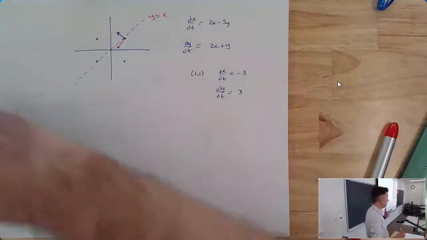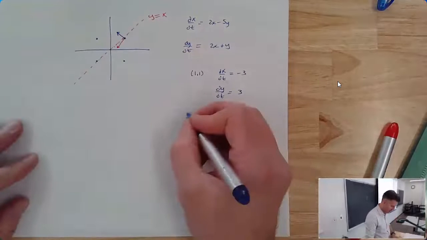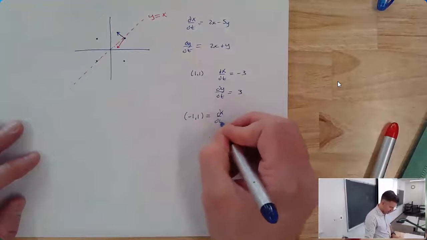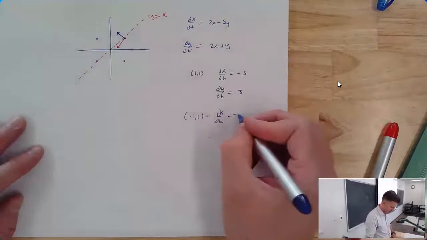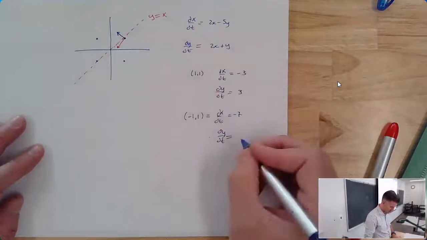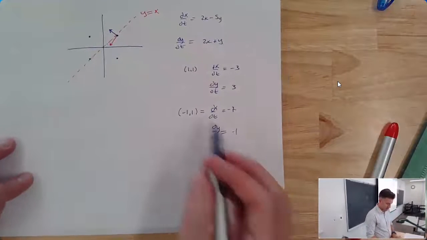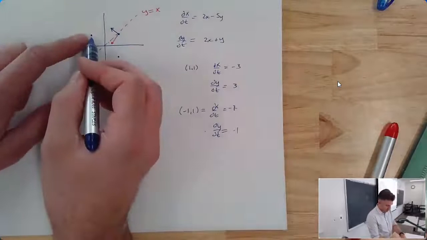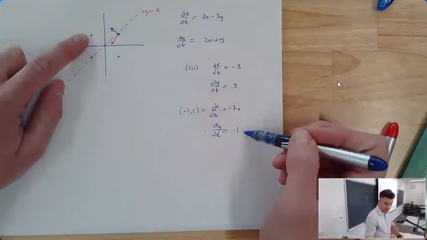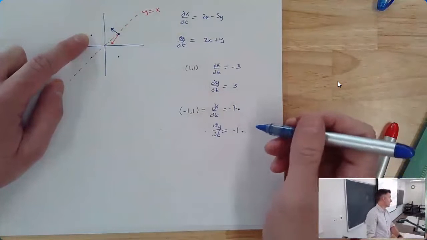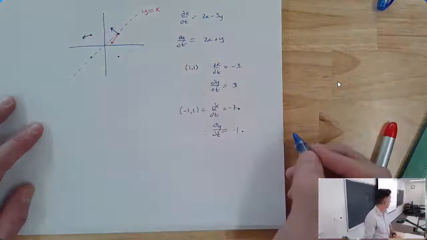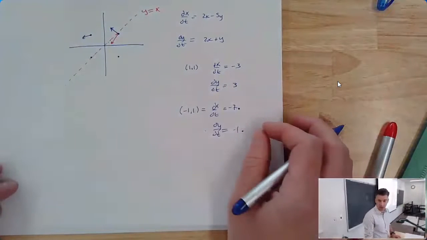We could plug in more points though to verify this. If I plug in the point (-1, 1), I get dx/dt equal to -2 minus 5, which is -7, and dy/dt equal to -2 plus 1, which is -1. So from the point (-1, 1), I'm going way more left than I am going down. My vector is mostly to the left, but a little bit down. So it kind of looks like that. Still looking counterclockwise.